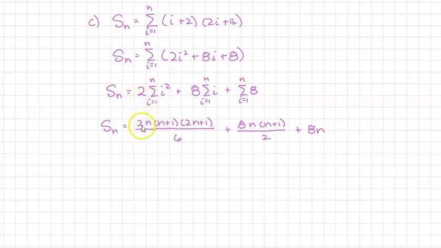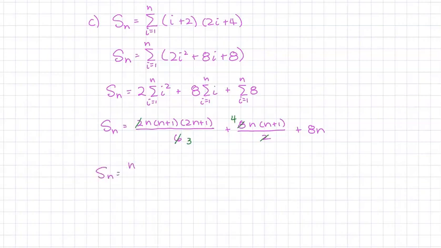So this 2 I just brought down, but then the formula for i squared is n plus 1, 2n plus 1 over 6. I brought the 8 down, but then the formula for the summation of i is n plus 1 over 2. The summation of a constant, 8n. There we go. Now I see if I can simplify. Unfortunately, the only thing that factors out from the top is an n. Nothing else. Bummer.